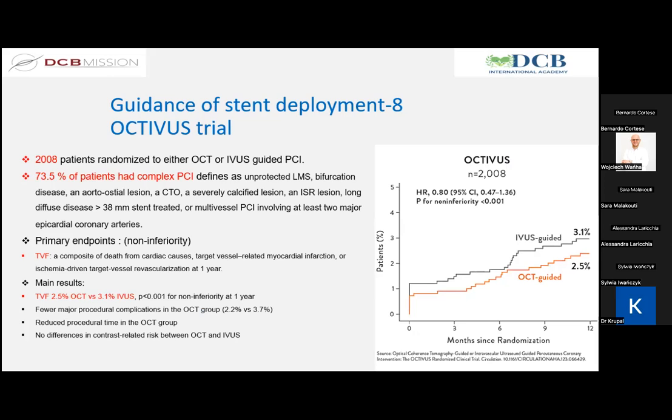The second trial, also published at the congress in 2023, was the OCTIVUS trial, which compared OCT versus IVUS-guided PCI and included 2008 patients.